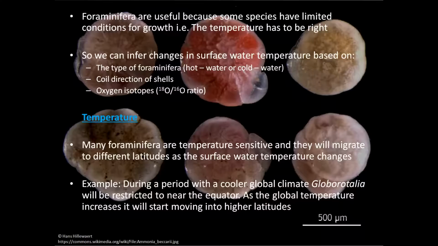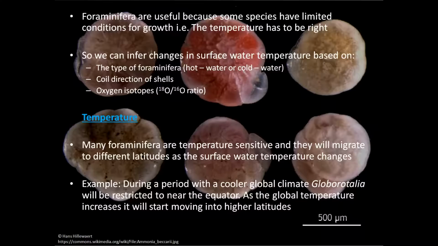A good example is, during a period with a cooler global climate, we have a particular type of foraminifera called Globigerina, and that will be restricted to near equatorial conditions. Globigerina actually likes relatively warm water, so what we notice is during periods of large-scale glaciation, the area in which Globigerina can exist becomes restricted, because as the temperate bands move towards the equator, the equatorial band begins to be compressed and gets smaller. And so there's less room for Globigerina to live.